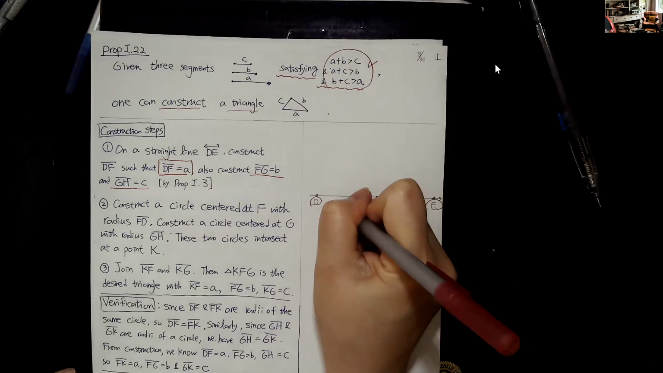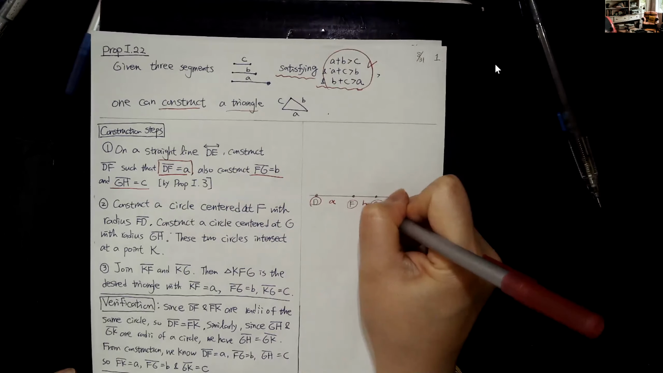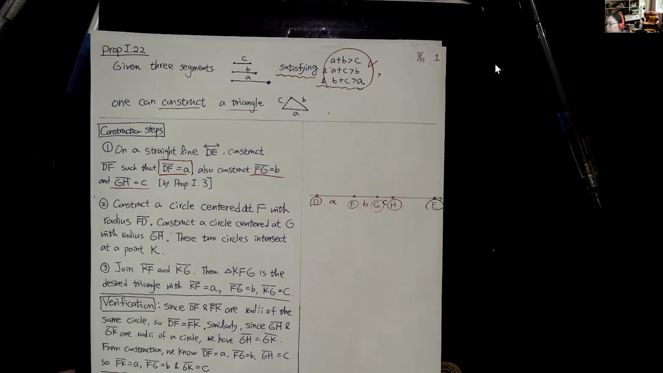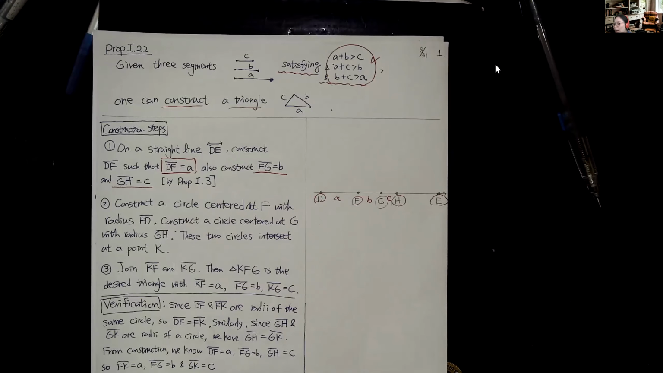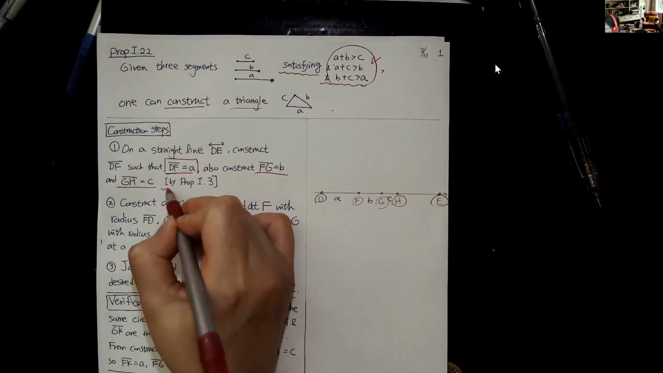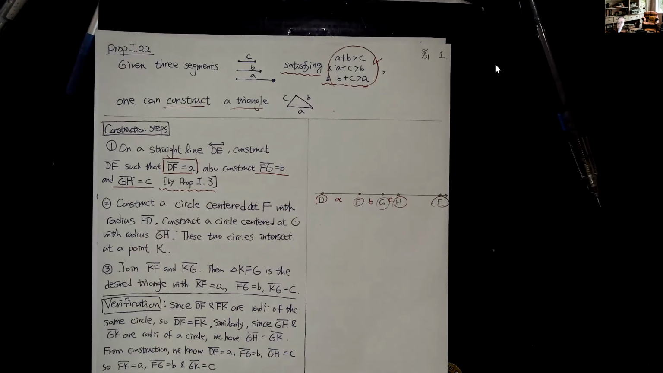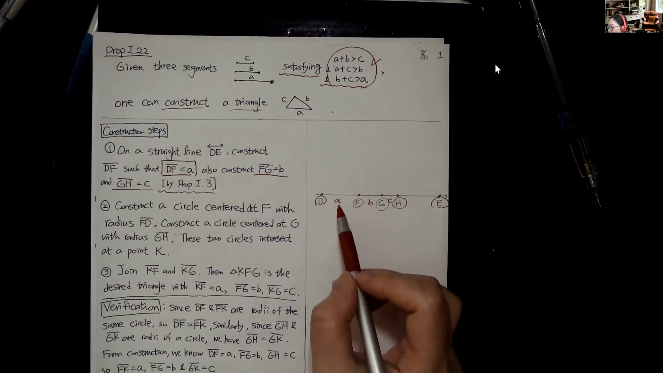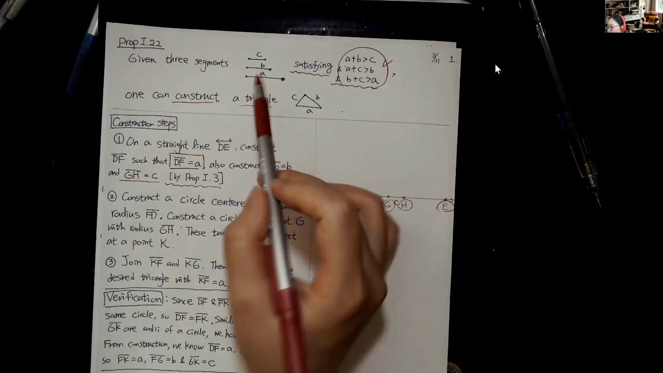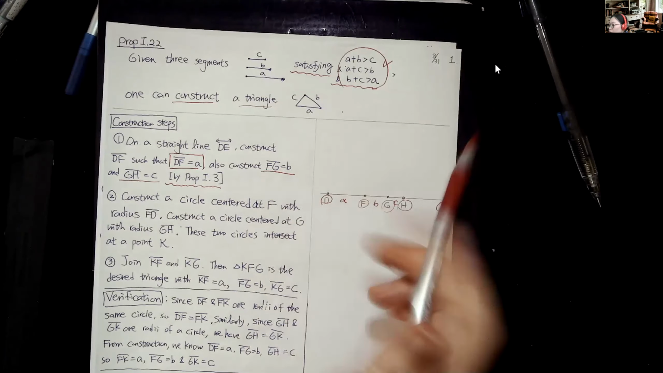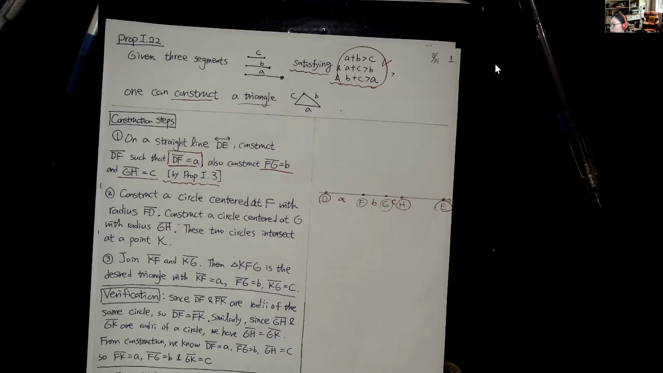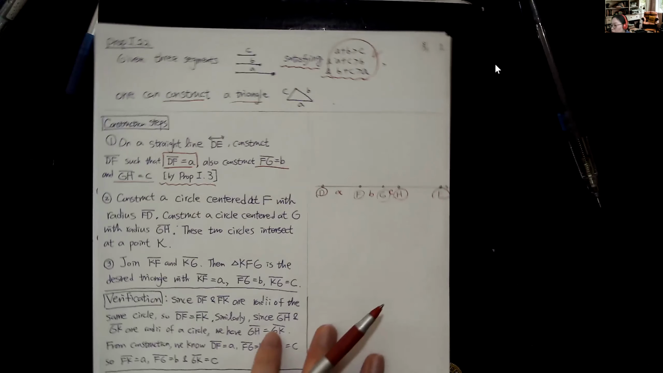So I want DF to be A, FG to be B, and GH to be C, the length, okay? And this can be done by proposition 1.3. So let me recall what 1.3 says. 1.3 says if you have a longer line and a smaller line, you can actually cut off the smaller distance from the longer line.